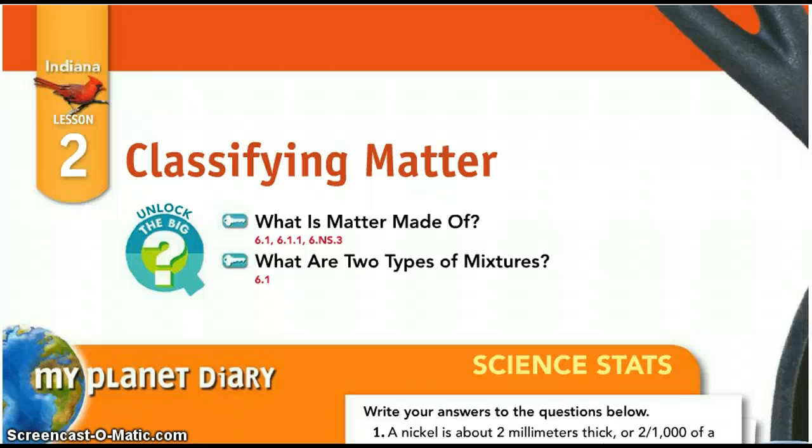Today we are looking at Chapter 3, Section 2 on classifying matter. We're taking matter and trying to put it into categories. The two main questions that we need to unlock today are: what is matter made of, and what are the two types of mixtures? Those are the two questions that you need to be able to answer by the time you are done reading and watching this video.